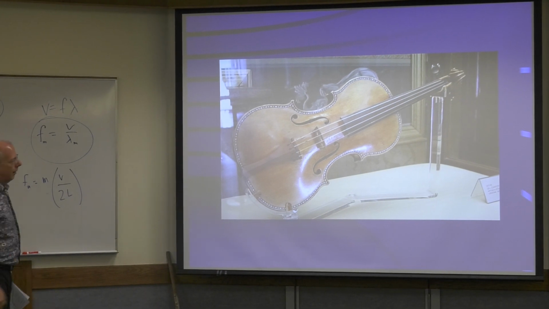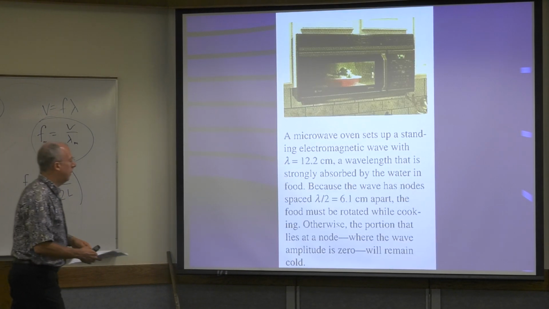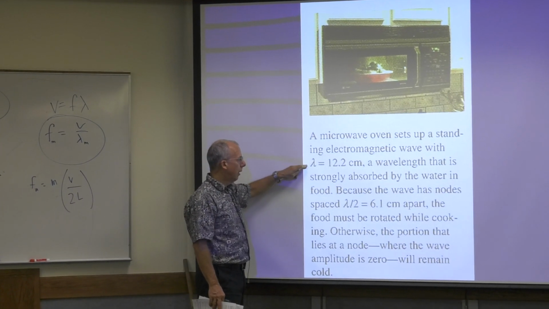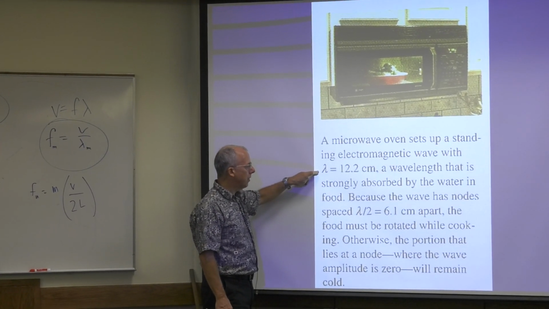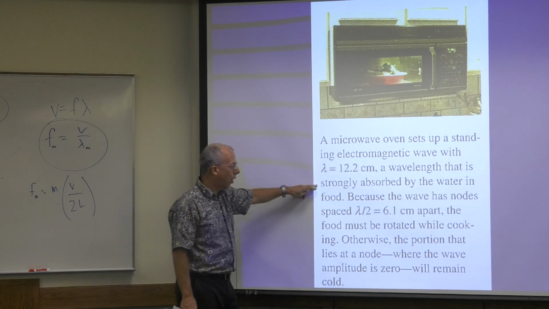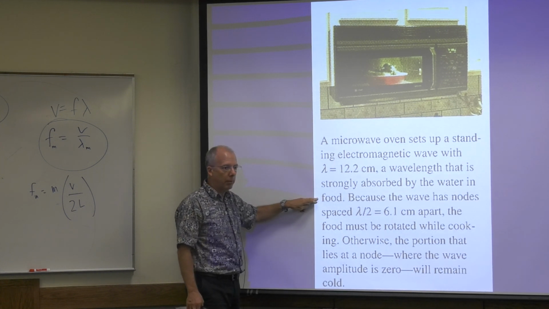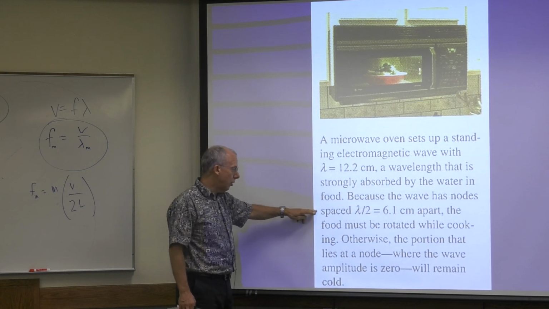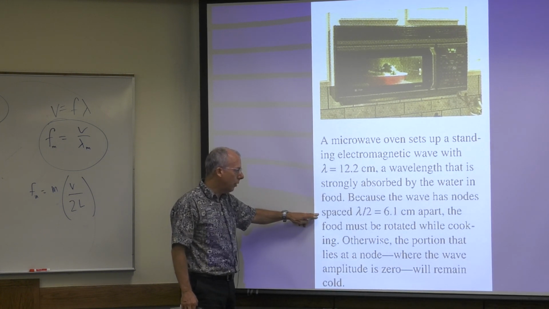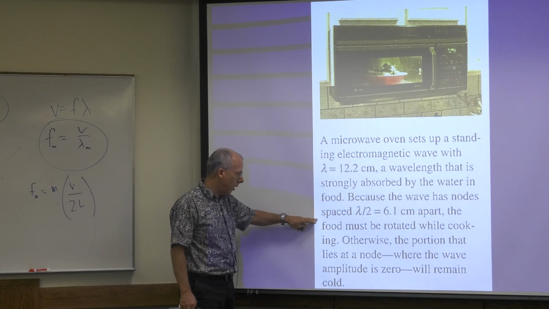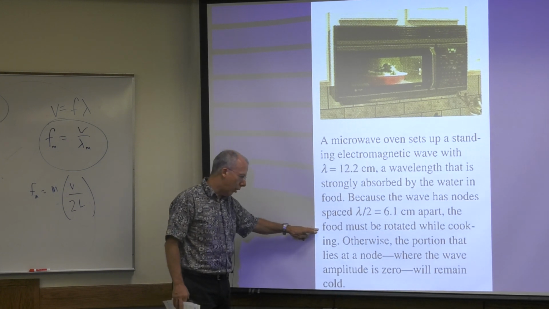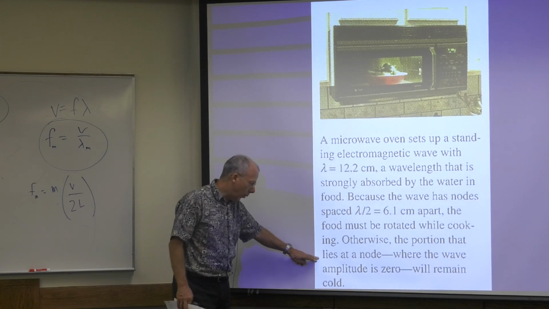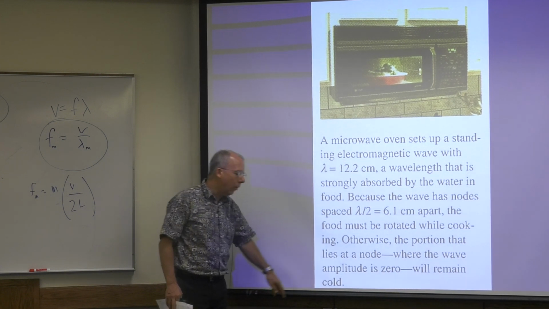Something that's closer to home is a microwave. A microwave oven sets up standing waves, wavelength 12.2 centimeters, a wavelength that is strongly absorbed by the water in food, and most foods have water in them, so this is a good thing to do. Because the wave has nodes spaced lambda over 2, or 6.1 centimeters apart, the food must be rotated while cooking. Otherwise, the portion that lies at a node, where the wave amplitude is 0, will remain cold.